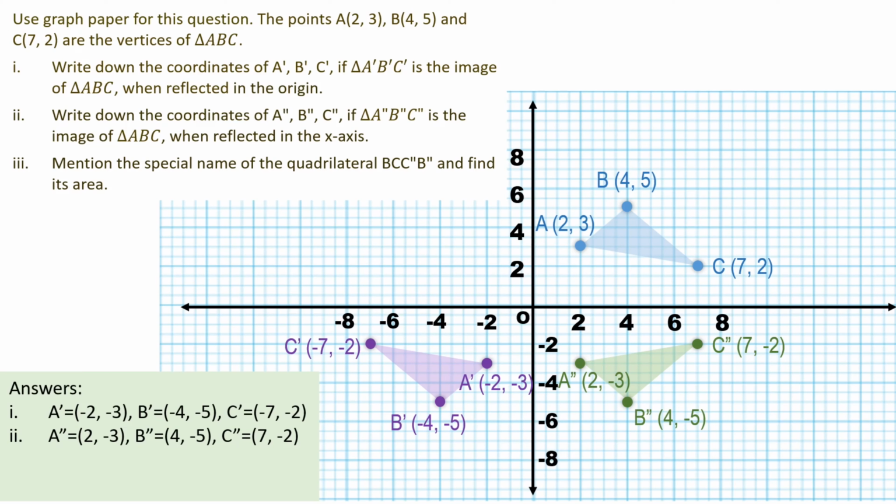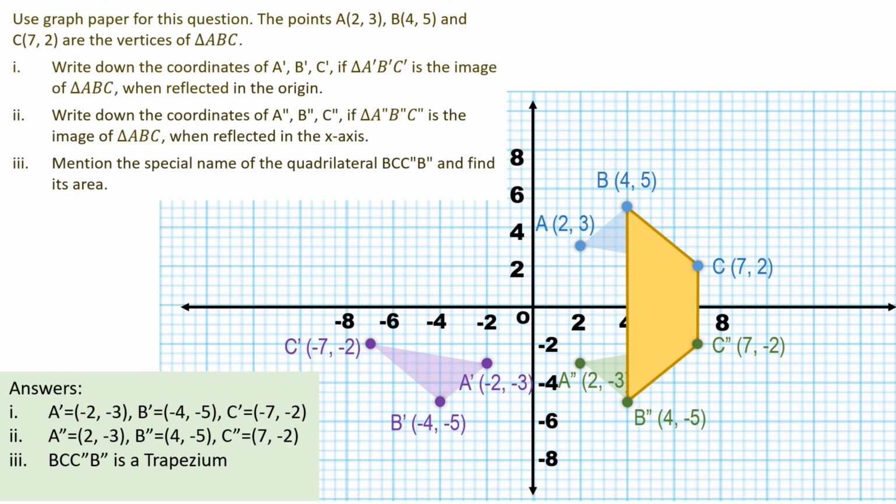In the third sub question, we need to name the quadrilateral B, C, C double dash, B double dash. So joining these four vertices, we get a quadrilateral which is a trapezium. Rather, it is an isosceles trapezium, and we need to find its area.